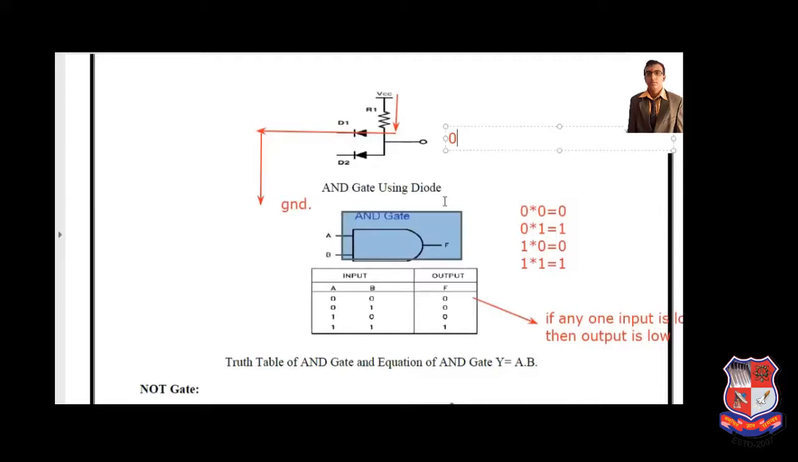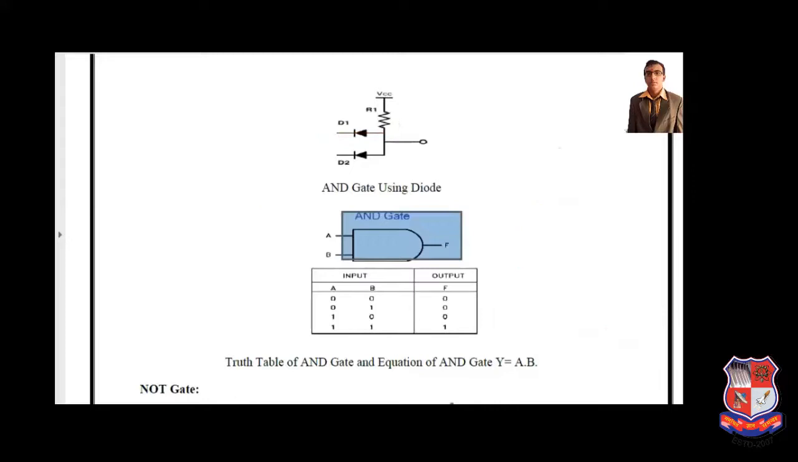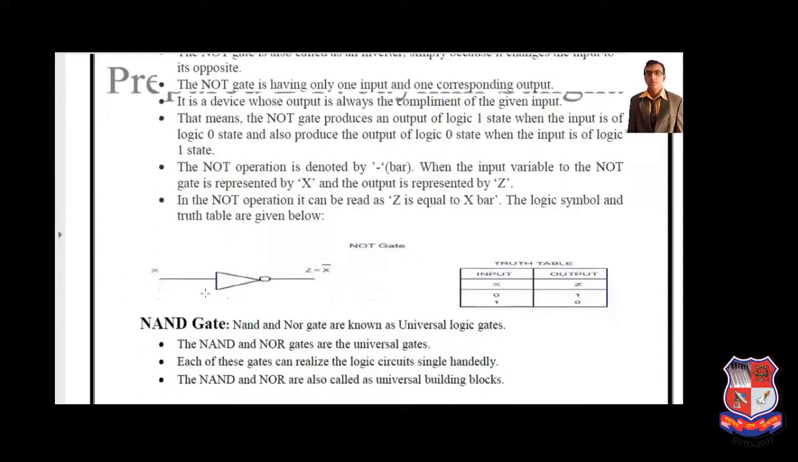Now we have switched over to the other gate, which is known as NOT gate. What is the function of NOT gate? Remember that point: it has just one input and one output. If 0 is applied as an input, then output is 1. And if 1 is applied to the input, then output is 0.